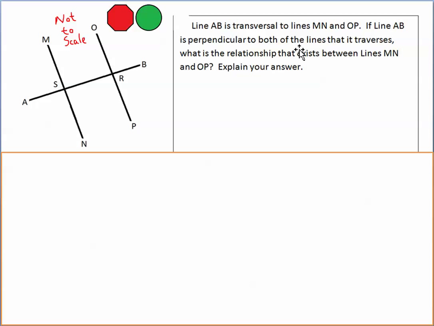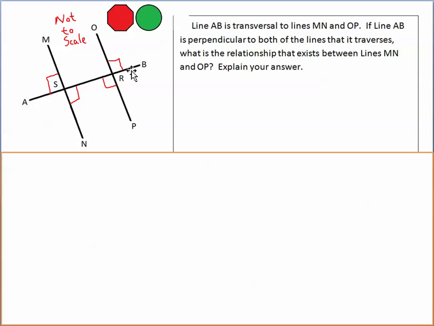It says line AB is transversal to lines MN and OP. If line AB is perpendicular to both of the lines that it traverses, what is the relationship that exists between line MN and line OP? Explain your answer. Click on the stop sign and see if you can figure it out. Okay, let's see how you did.